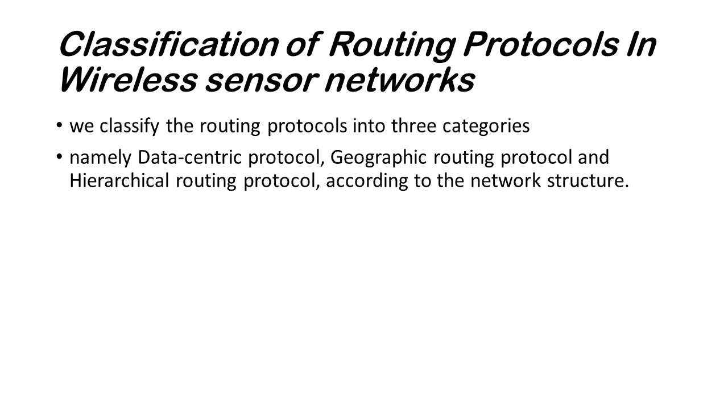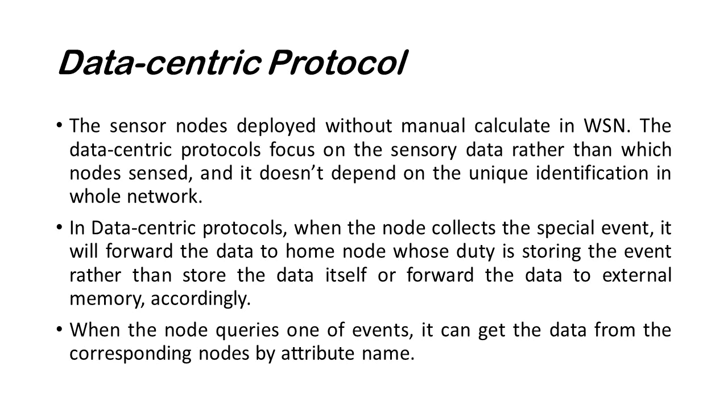Classification of routing protocols in wireless sensor networks. We classify the routing protocols into three categories, namely, Data-centric Protocol, Geographic Routing Protocol, and Hierarchical Routing Protocol, according to the network structure. The first one is Data-centric Protocol. The sensor nodes are deployed without manual calculation in WSN.